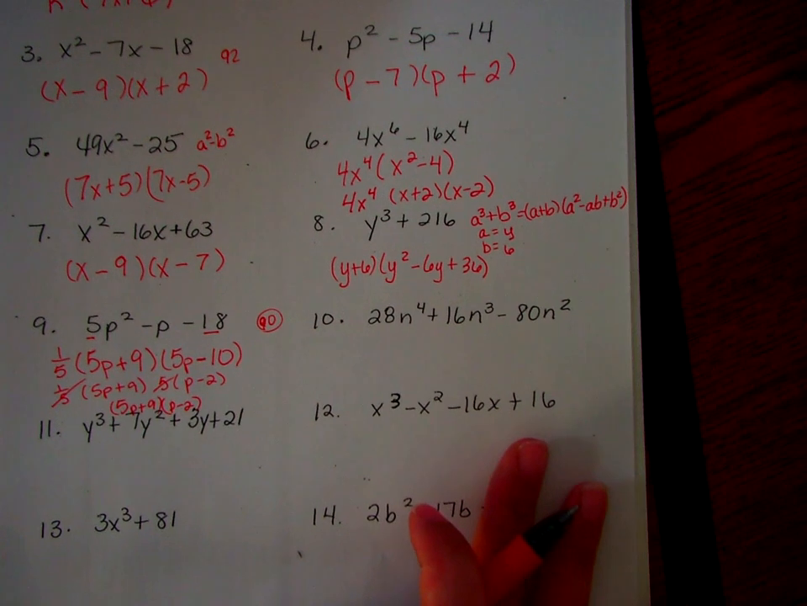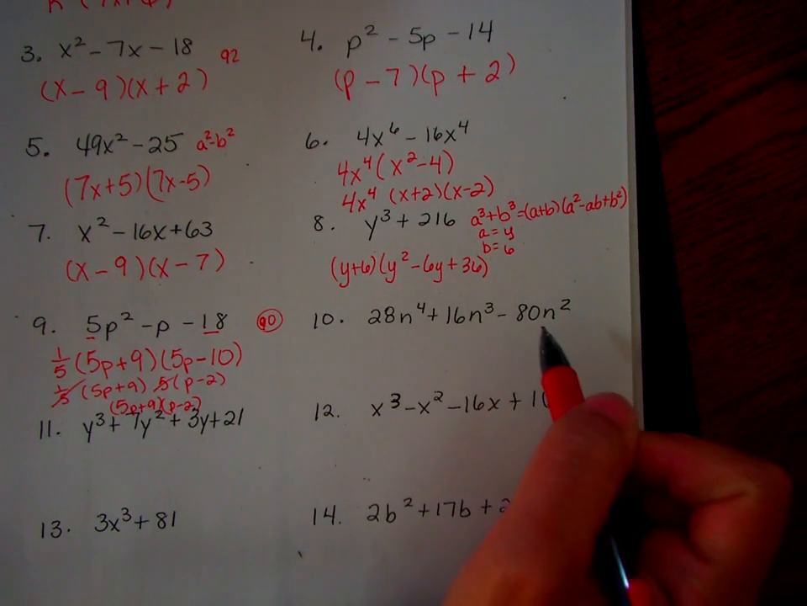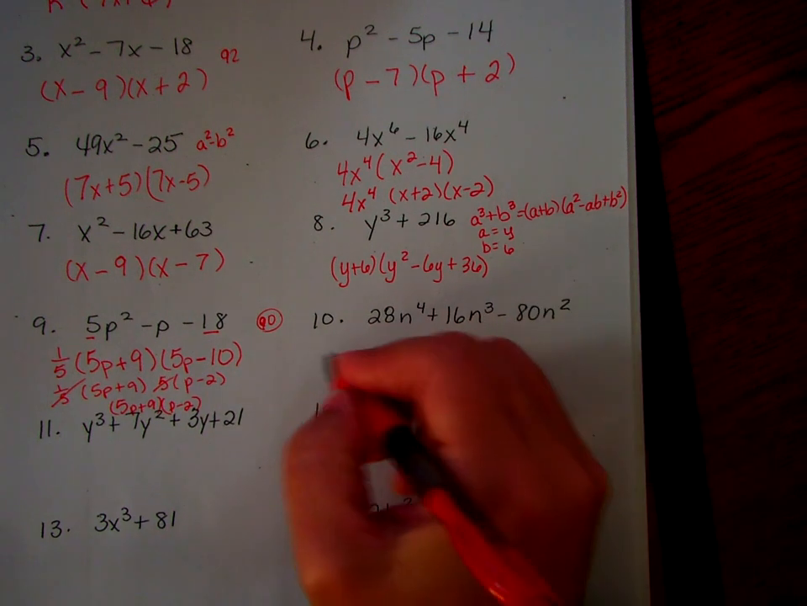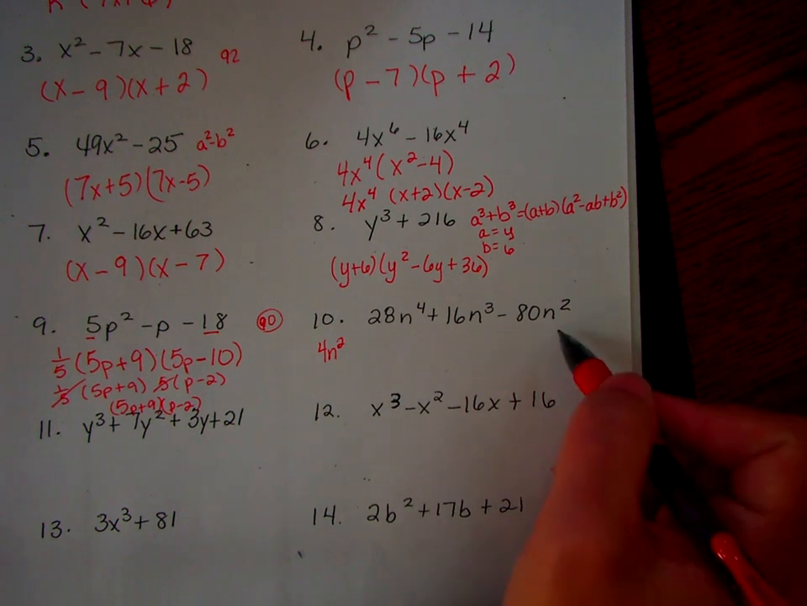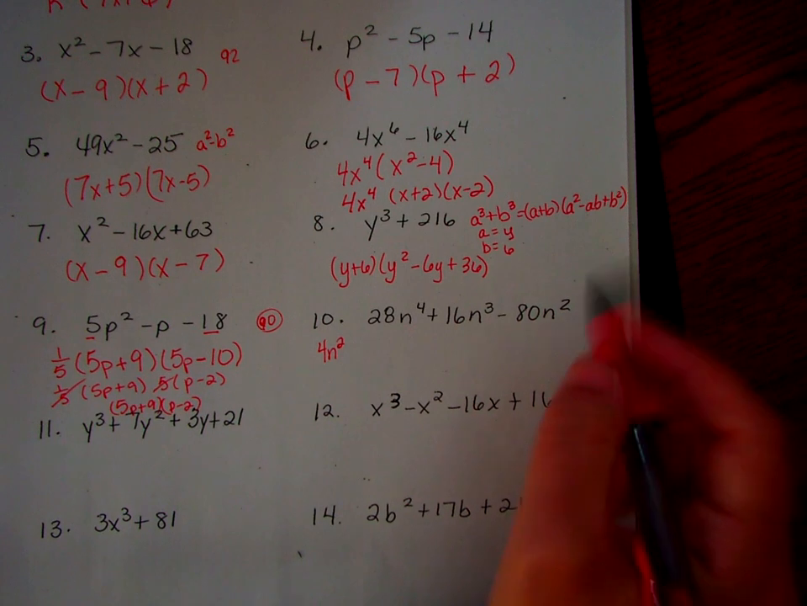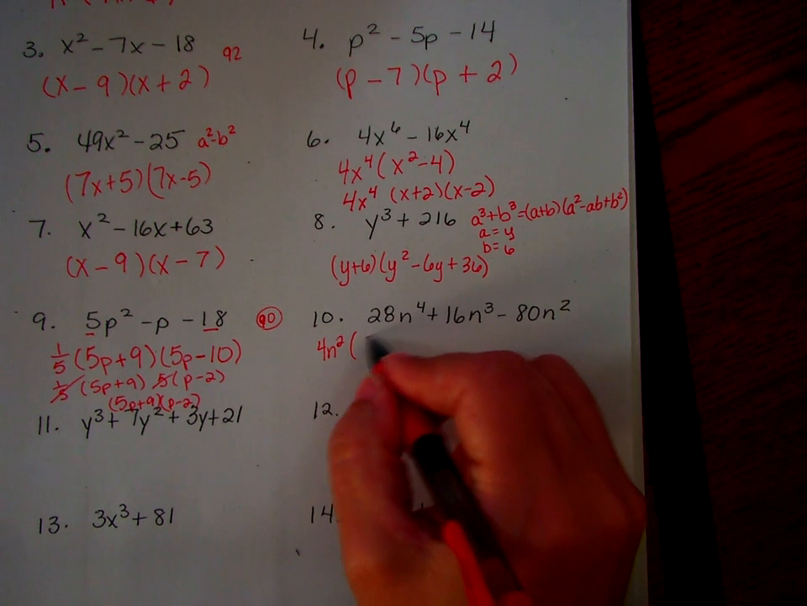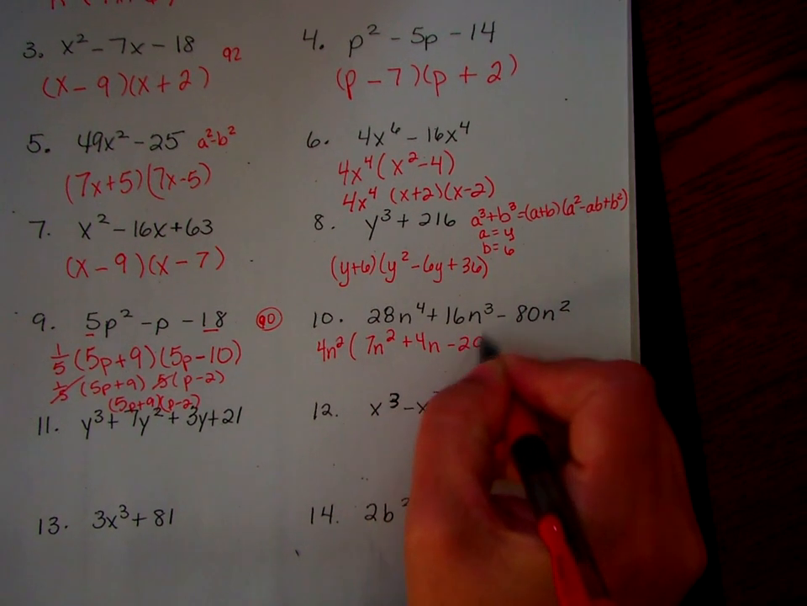Okay, number 10, you're going to say, okay, 28, 16, 80, I think there's a greatest common factor, and they all have n's as well. I'm going to take a 4n to the second out. Now remember, you can't take or factor out anything that a term doesn't have. So this guy only has 2 n's. I can't take 3 because he only has 2 to give me. So what's remaining is 7n squared plus 4n minus 20.